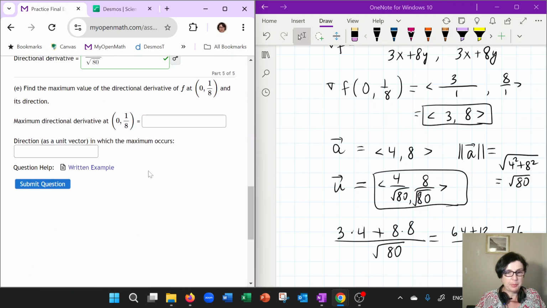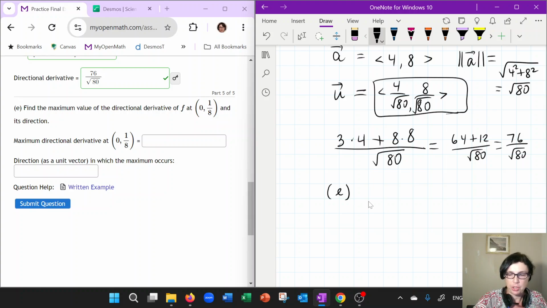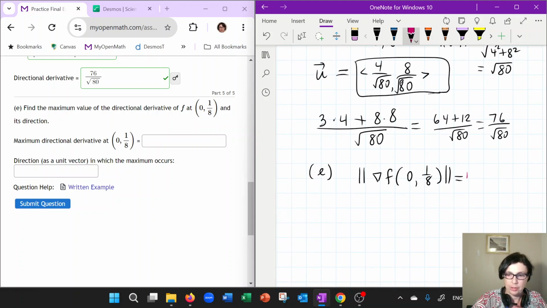Okay, now the last part here is to find the direction of the maximum change, and also what is that maximum change. So what we need to know for part E is that the maximum directional derivative is equal to the magnitude of the gradient at that point, not the magnitude of vector of direction A. This is nothing to do with that. Where is the gradient? Go to that. Okay, the gradient was right here, 3/8. What is the magnitude of that? So magnitude of 3/8. Again, this has nothing to do with the square root of 80 that we got in the previous case.